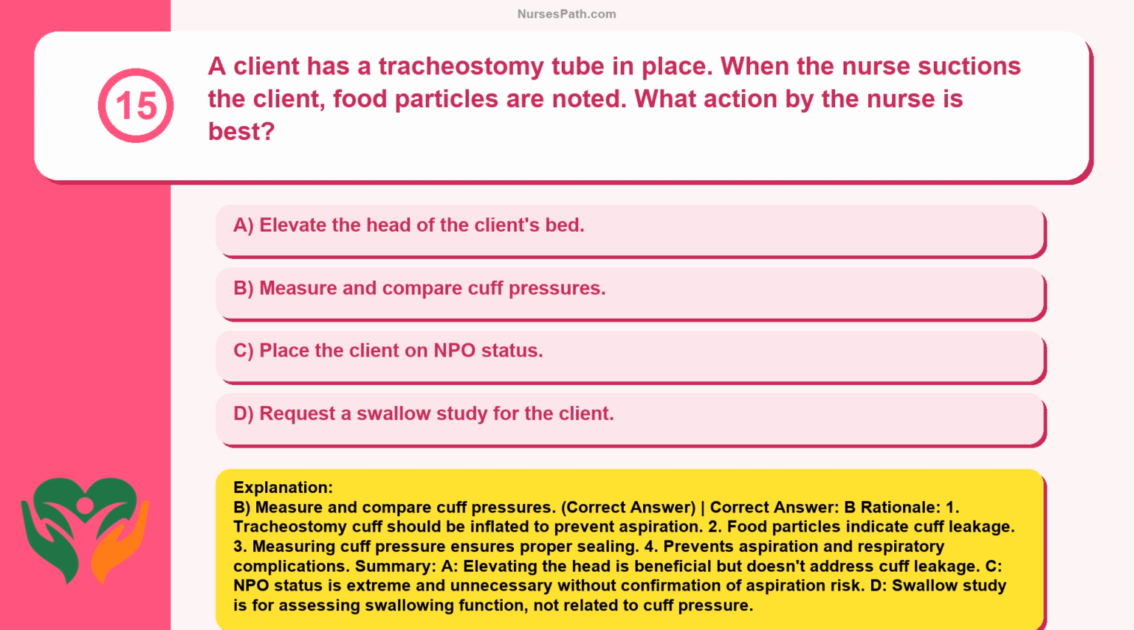Summary. A. Elevating the head is beneficial but doesn't address cuff leakage. C. NPO status is extreme and unnecessary without confirmation of aspiration risk. D. Swallow study is for assessing swallowing function, not related to cuff pressure.